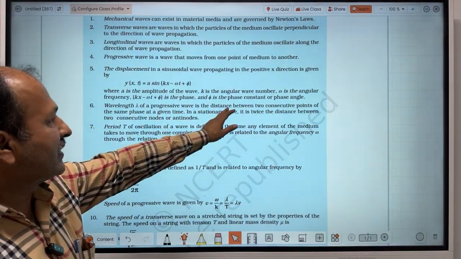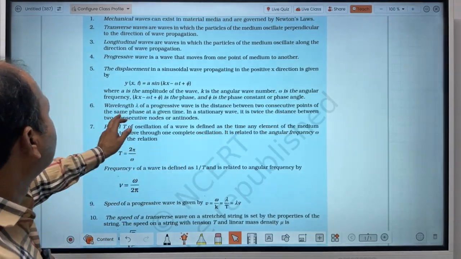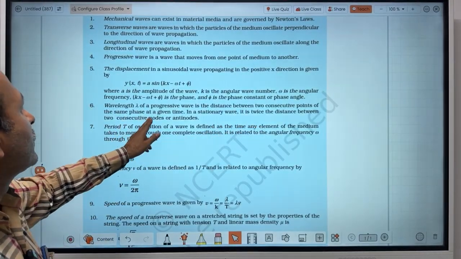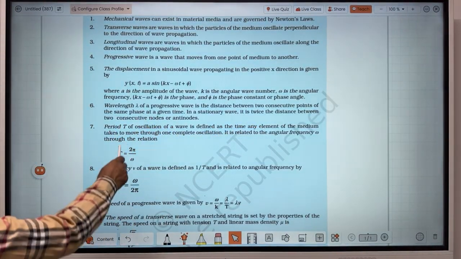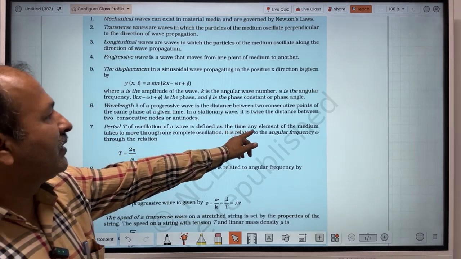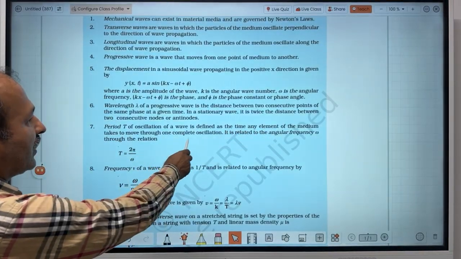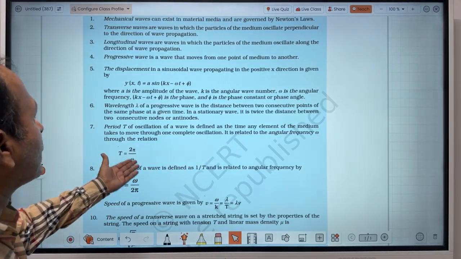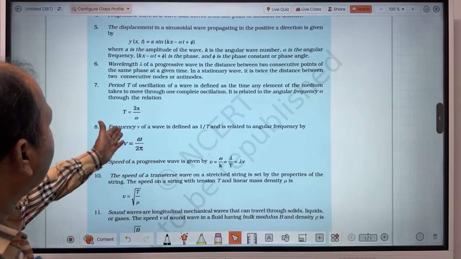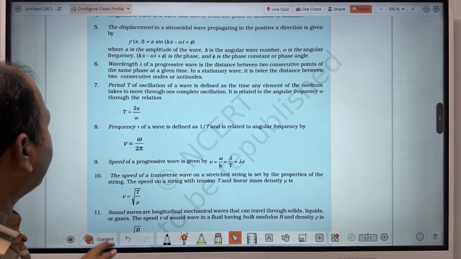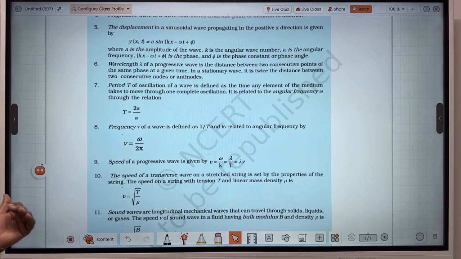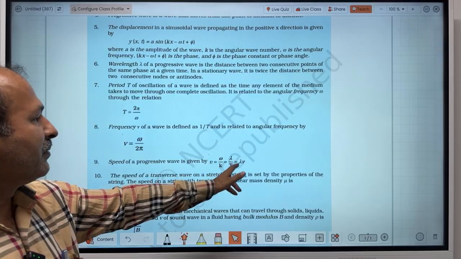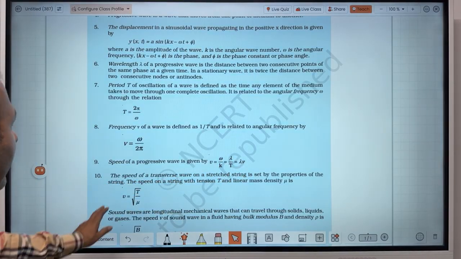Then the wavelength λ of a progressive wave is the distance between two consecutive points of the same phase at a given time. In a stationary wave, it is twice the distance between two consecutive nodes or antinodes. Then the time period T of oscillation of a wave is defined as the time any element of the medium takes to move through one complete oscillation. It is related to the angular frequency as T = 2π/ω, or the frequency ν = ω/2π. We can find the speed of a progressive wave by the ratio ω/k, that gives λ/T or λν.